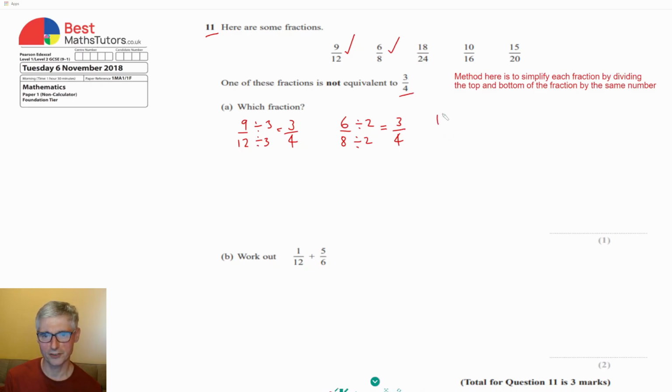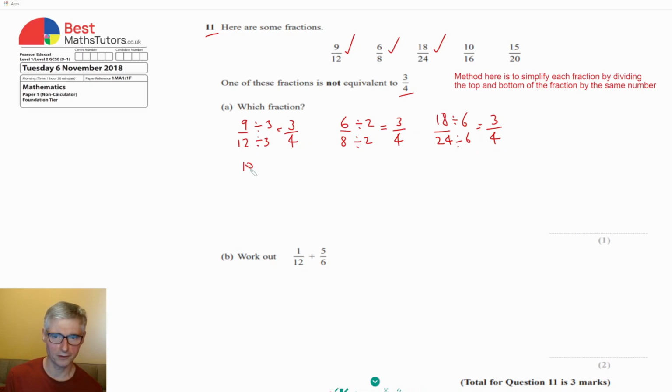I'm going to look at the 18/24. So if I look for a number that will go into top and bottom, I can see that 6 will go into top and bottom of this one. And if I do that, 18 divided by 6 gives us 3. 24 divided by 6 gives us 4. And so that one again is equal to 3/4, or is equivalent to 3/4.